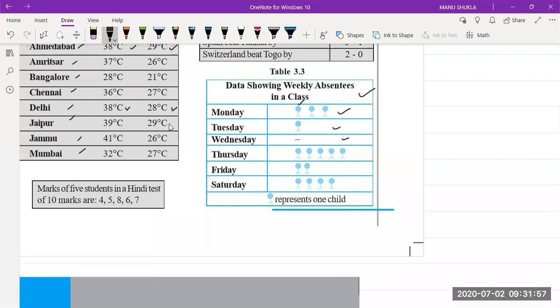Rachit is saying, please repeat. Okay, Rachit, this graph is showing us weekly absentees in a class. So you can see there are 7 days in a week. We are considering 6 working days: Monday, Tuesday, Wednesday, Thursday, Friday, Saturday. So these 3 pictures are showing that 3 people are absent. This is showing 1 student is absent on Tuesday. No student is absent on Wednesday. 1, 2, 3, 4, 5 are absent on Thursday. 2 are absent on Friday and 4 are absent on Saturday.